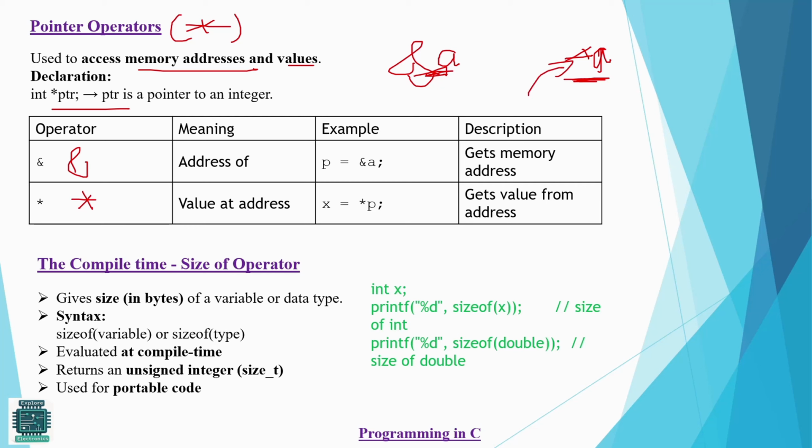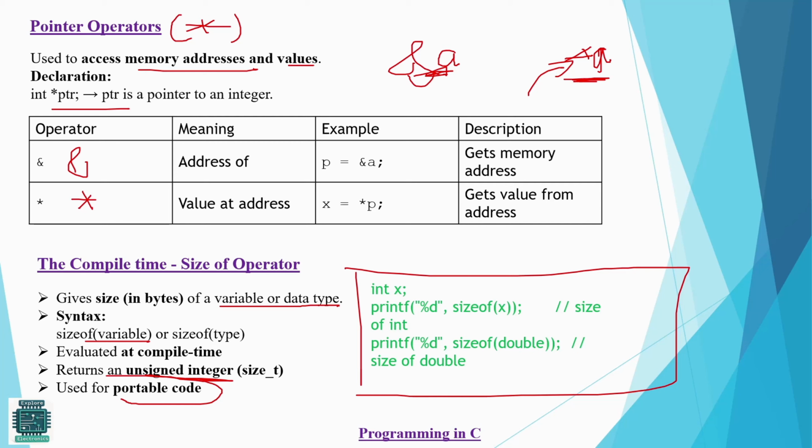And the next type of operator is a compile time operator, that is the sizeof operator. It gives the size of a variable or data type. Here the syntax is sizeof variable or sizeof type. It is evaluated at compile time and returns an unsigned integer. And why is it used? Because it is used for portable code. Here is an example. In printf sizeof x, the size of int is printed. And here the size of double is printed for this character.